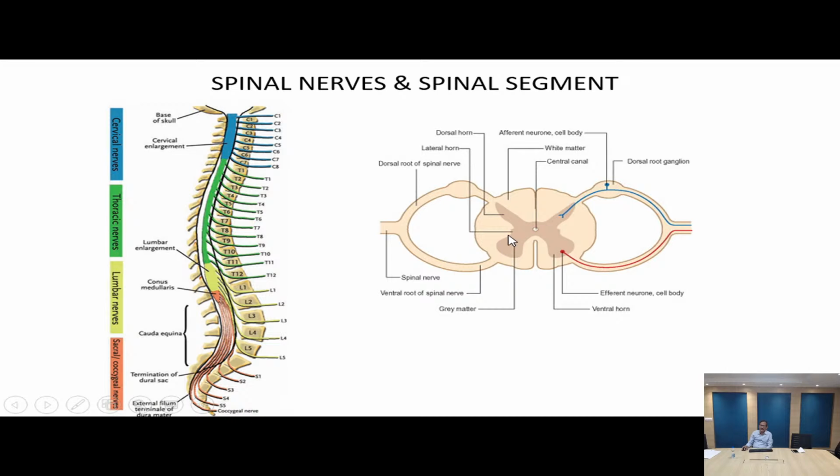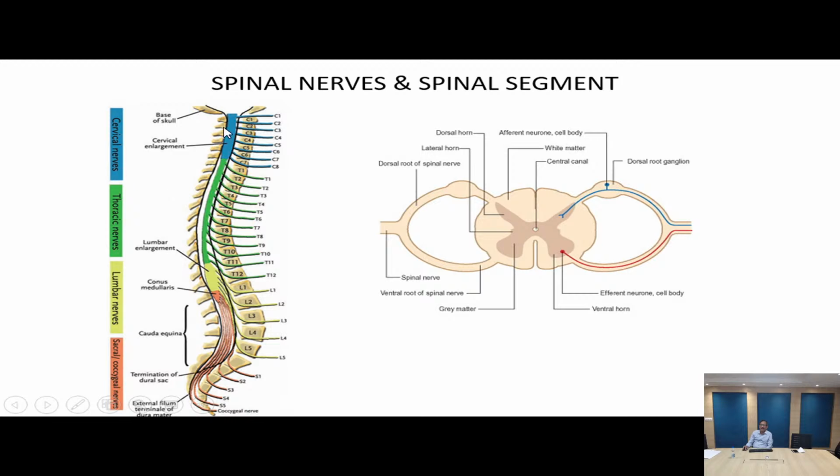When you are looking at the gray matter within the spinal cord, you see that on the ventral side, the gray matter is much larger as compared to the dorsal side. So this is called the ventral horn of the gray matter. This is called the dorsal horn of the gray matter. There is a central canal. This is the anterior median fissure, posterior median sulcus, and these are the various spinal nerves which are coming out.